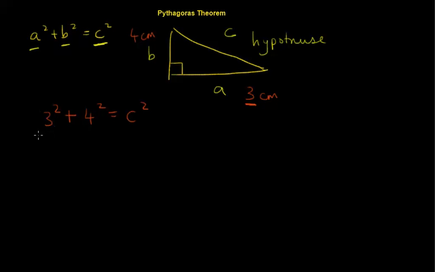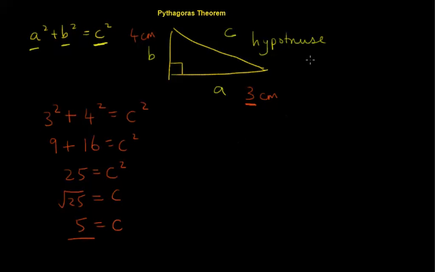Now 3 squared is equal to 9, 4 squared is 16, is equal to c squared. 9 plus 16 is 25, and that's all equal to c squared. To find out what c is, we do the opposite of square, which is square root, on the other side. So square root of 25 is equal to c. Square root of 25 is equal to 5. So we've just found out the length of this side here, which is 5 centimeters. And that's how you solve questions on Pythagoras Theorem with C as the longest side.